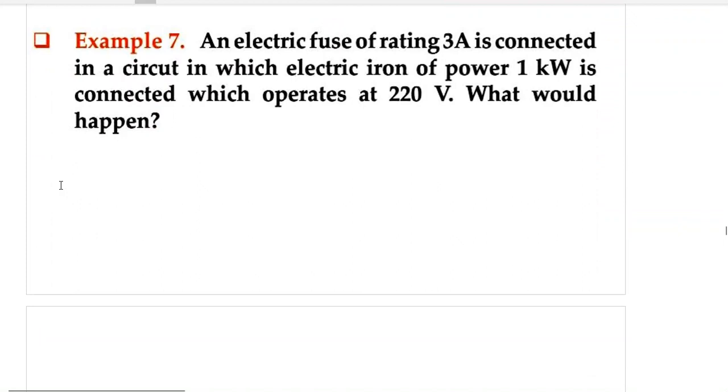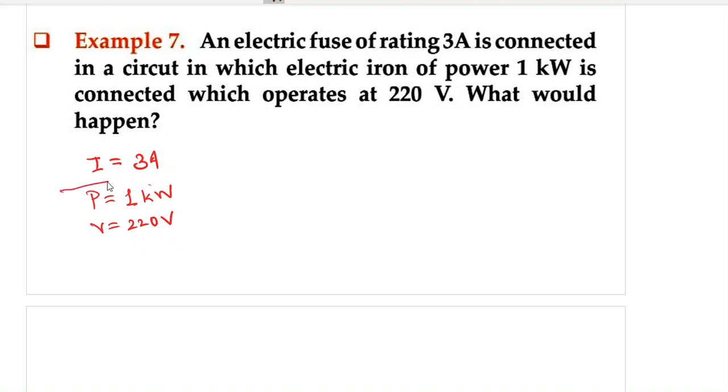Let's go ahead. An electric fuse of rating 3 ampere. So current rating is 3 ampere. That is the maximum current which can flow through this fuse, is connected in a circuit in which electric iron of power 1 kilowatt is connected. Power is 1 kilowatt, which operates at 220 volt. What would happen? Very nice question.